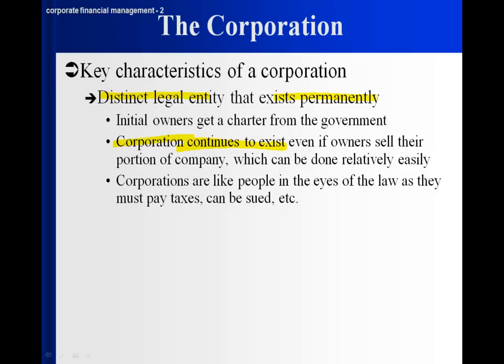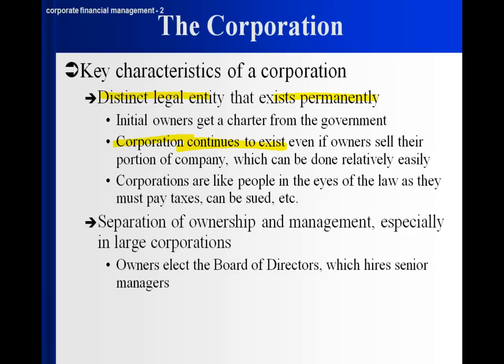Corporations are like people. They have to pay taxes. They can be sued. They have obligations to follow a variety of rules. Second, and this is a big one, especially in large corporations, there's a separation of ownership and management.